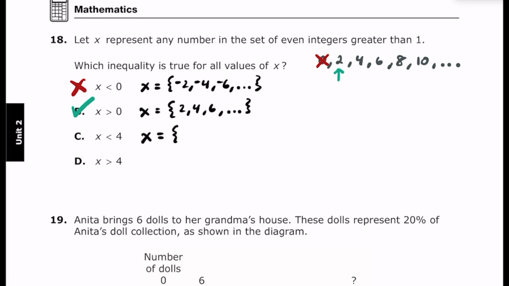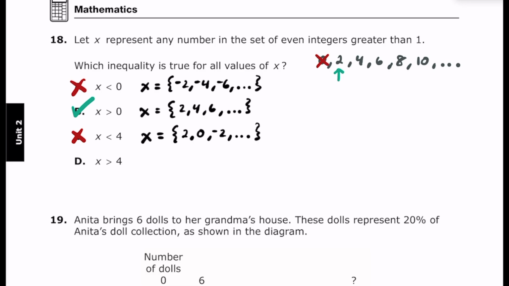Well, it can't be equal to 4, but it could be 2, and it could be 0, that's an even integer, and -2, and so on and so forth. But these aren't all numbers that are greater than 1, right? So only the 2 is greater than 1. The rest of them are not. So that's why this doesn't work.